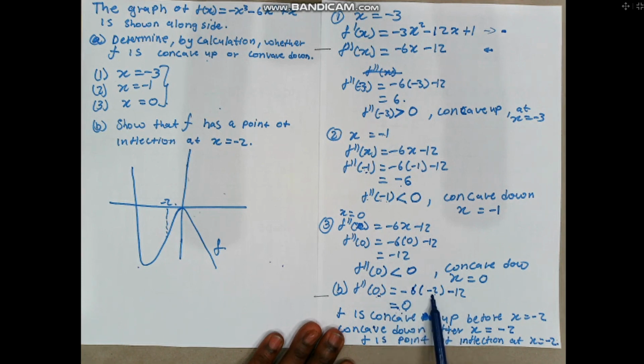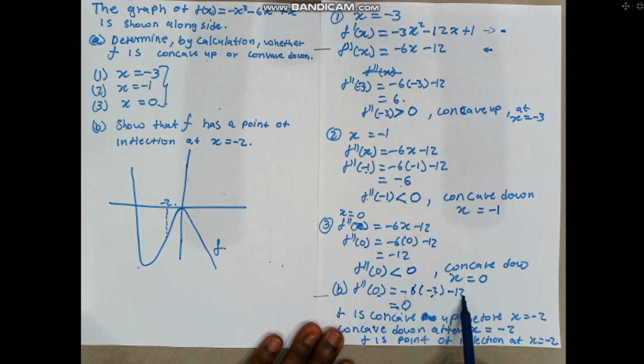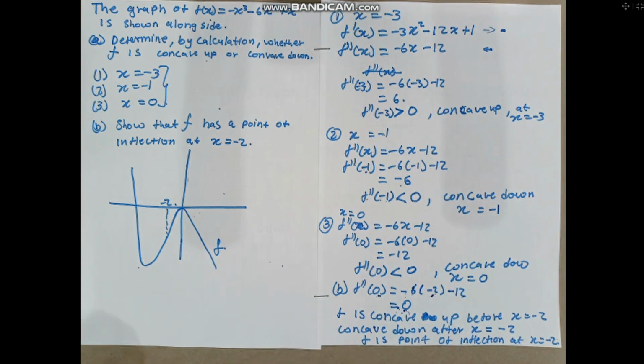So here this explains that in the second derivative, where x is -2, this times this gives you +12, then minus this 12, you get 0. When it gives 0, it shows you that that's where things change, that's where the inflection is. That's why we equate it to 0. That's where the point of inflection is.